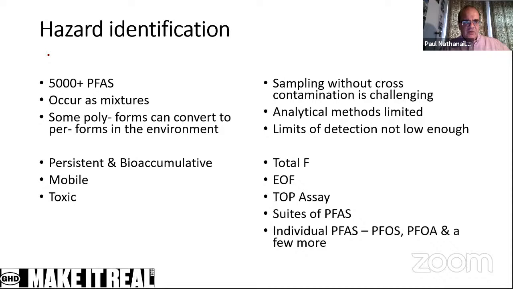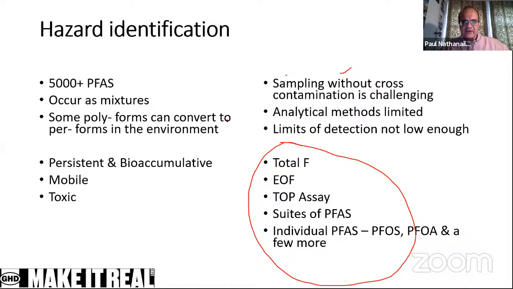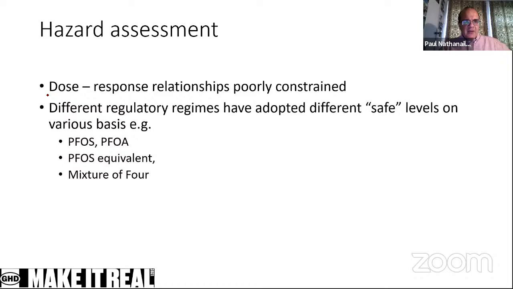So we've got over 5,000 of these things. And how do we find them? Well, there's a growing range of chemical techniques that are listed down there. How do we assess them? Well, we're still working as a community around the world on understanding the dose response relationship that will help us identify either a no appreciable risk level or a minimal risk level if we have non-threshold behavior.